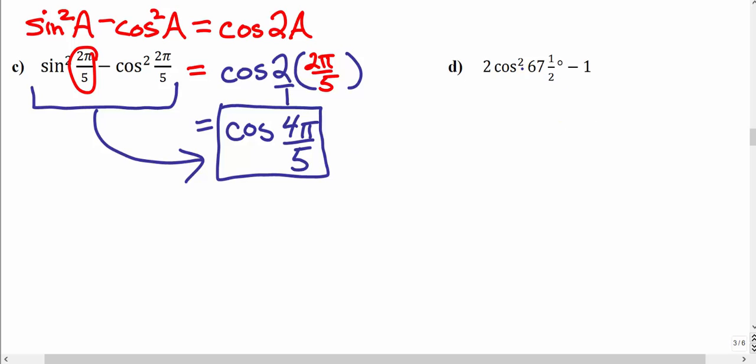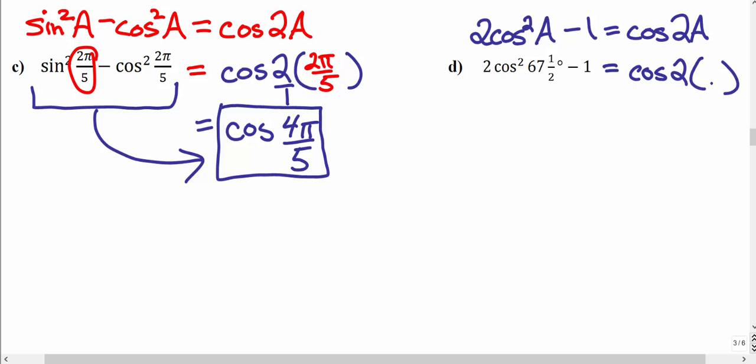For part D, we have 2 times cosine squared of the angle 67.5 degrees minus 1. We see that this fits the form of our double angle identity. So instead of writing the angle, I'm going to put A, and we can see that this is the cosine identity for a double angle. So we could say that this expression is equal to cosine of twice some angle, and the angle that's being used in the expression is 67.5 degrees. So we're going to put 67.5. We're going to multiply that by 2. We get cosine of 135 degrees.